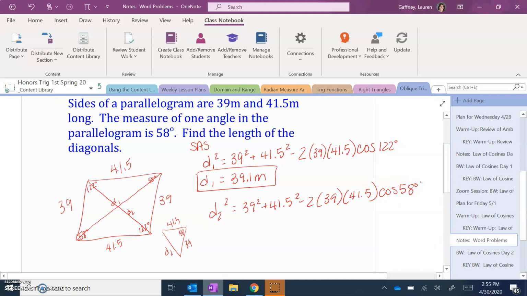Oops, it looks like I wrote these answers backwards. Sorry, this one should have been 70.4. My bad, I have them flipped on my paper. So when you enter this in the calculator and square root that, you get that this one is 39.1 meters. Sorry about that. So nothing crazy there. You just have to make sure that you set up and put the right angle in for the right diagonal.